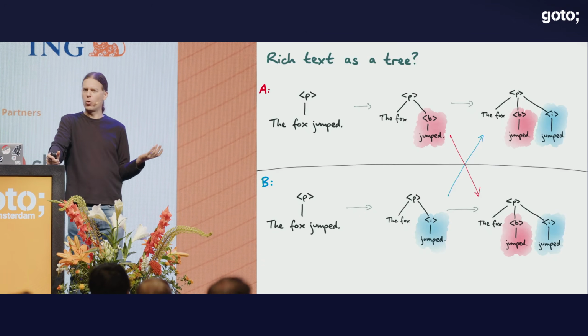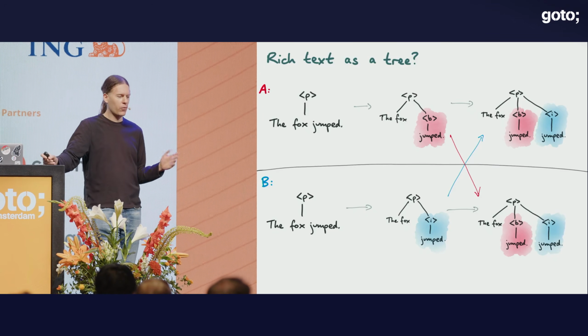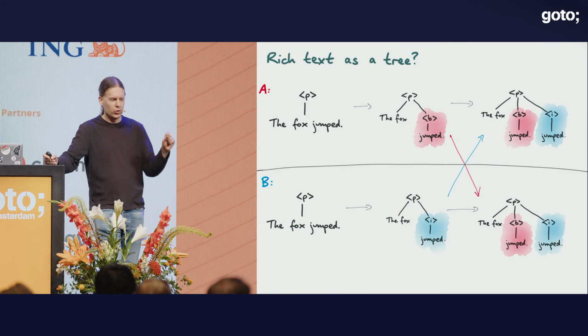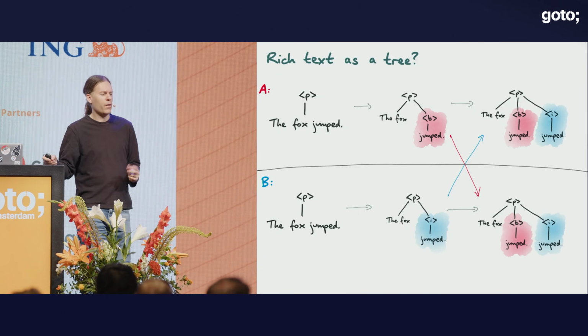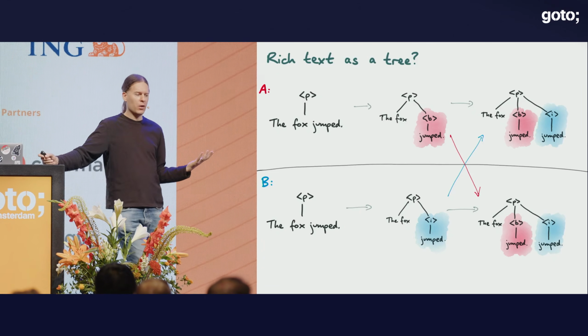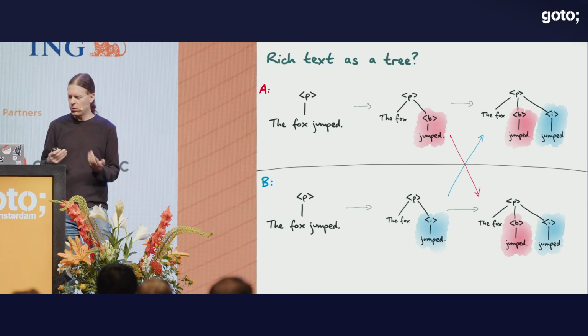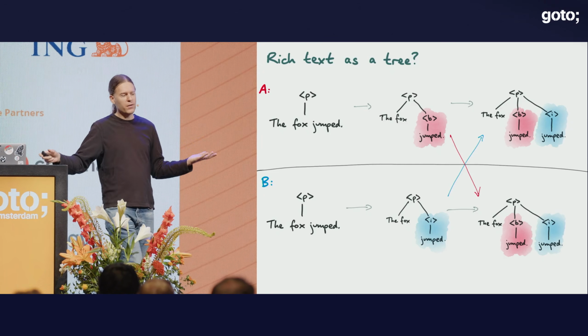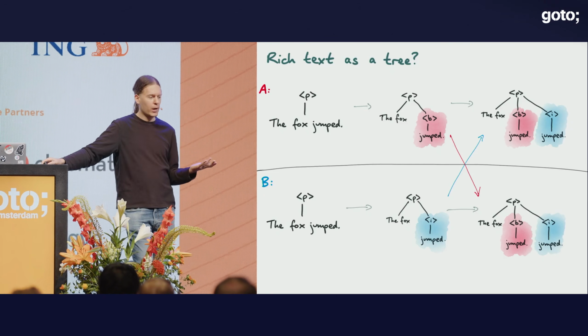And the result is now that the word jumped has become duplicated. The text is now "the fox bold jumped, italic jumped." And that's kind of weird. We don't really want that. We changed only the formatting. We did not want any text to be duplicated. So it seems like representing the data as a tree is not really the right way of doing it.